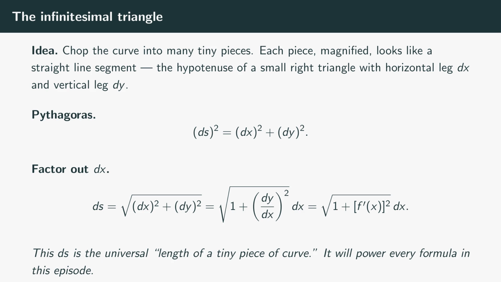Every formula today is built by integrating something against this ds. The arc length is just the integral of ds alone. Sum up the lengths of all the tiny pieces. The surface area will be the integral of 2 pi f of x times ds, circumference times slant width, summed up around the curve. One picture, one factor, two formulas. Let's keep going.